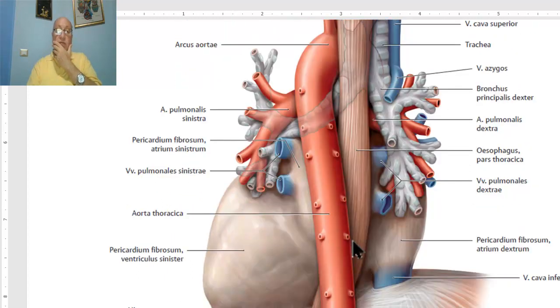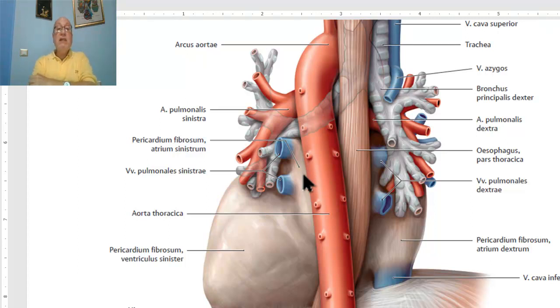In this picture, from above downward, what passes in front of the descending aorta? First of all, this bronchus. Is this bronchus here on the left side or right side? Sure, this is the left principal bronchus, passing to the left side in front of the aorta to enter the hilum of the left lung. Then below the left main bronchus, what is this?